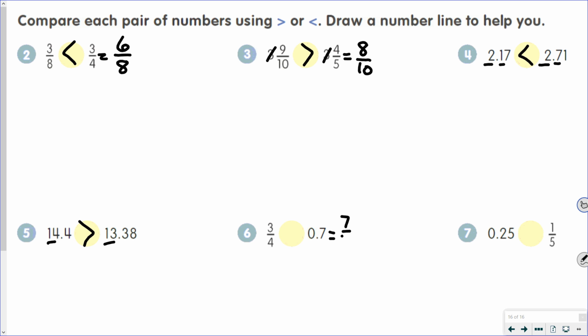0.7 is 7/10, which would be equivalent to 14/20. 3/4 is equivalent to 15/20. Well, 15/20 is greater than 14/20. Or if you knew that 3/4 was equivalent to 75/100ths as a decimal, you could do that as well.